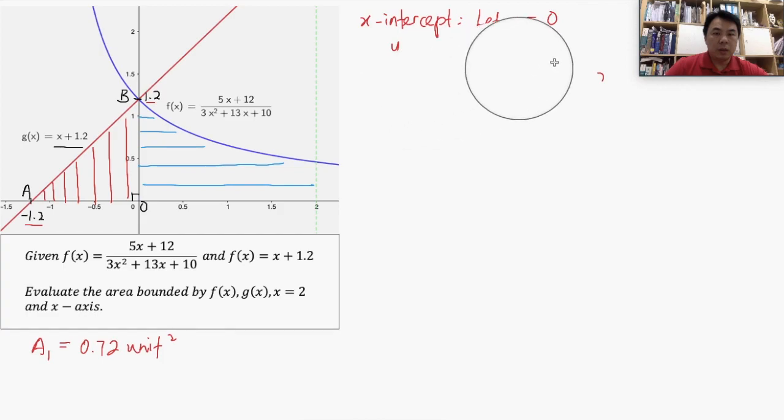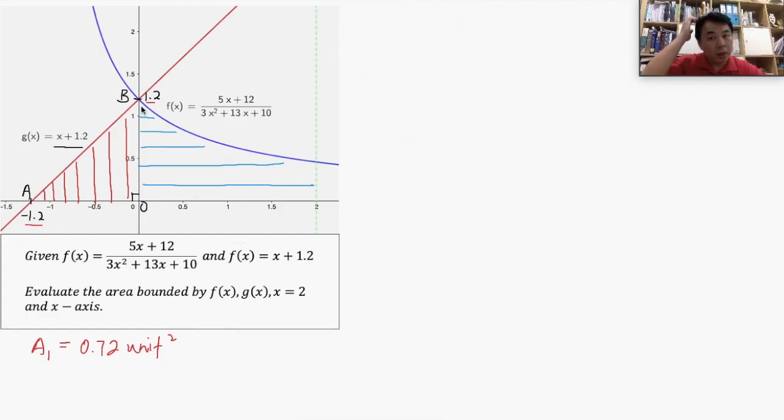Okay, let's look at how we work out the area under the curve from 0 to 2. To do that, we have to apply the integration rule to f(x) by using a lower boundary of 0 and then an upper boundary of 2. So basically, the area, okay, let me write this down.